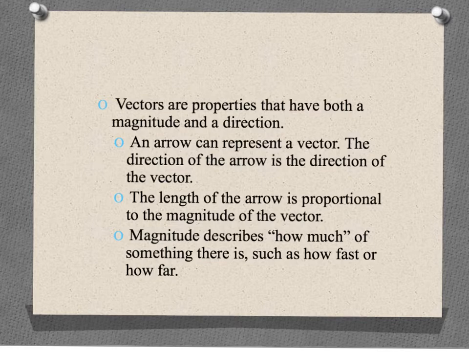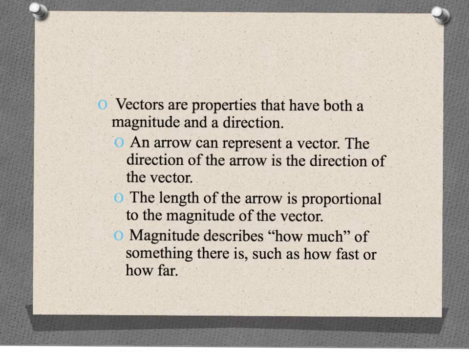So anything that is a vector, we're going to represent with an arrow. Okay, the direction the arrow points is the direction of the vector. And the length of the arrow is proportional to the magnitude of the vector. So a small arrow would represent something that's small in size.